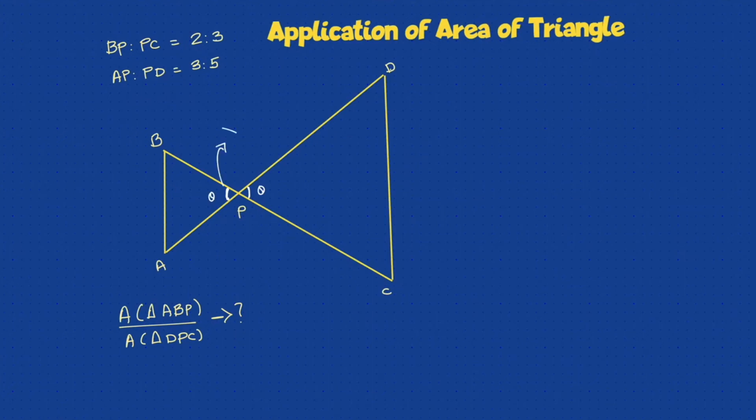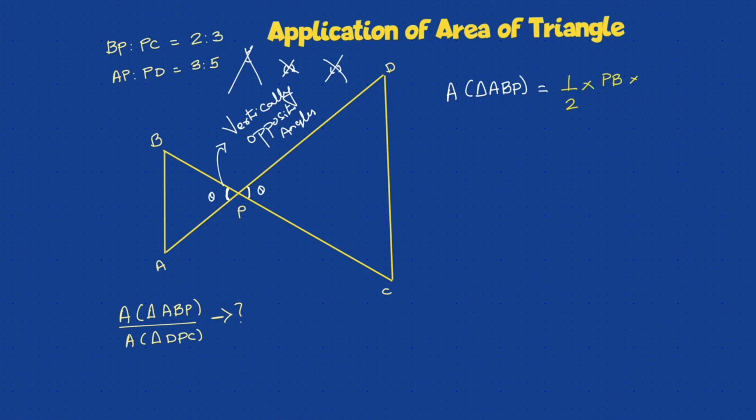The first thing I'll notice here is that angle BPA will be equal to angle DPC. How do I know that? Vertically opposite angles. Any two lines that cross make an X, and opposite angles will always be equal. Now what is being asked? Area of triangle ABP. Which formula will I use? The only formula that is left is half into the product of two sides, PB into PA, into the sine of the angle between the two sides, which is theta.